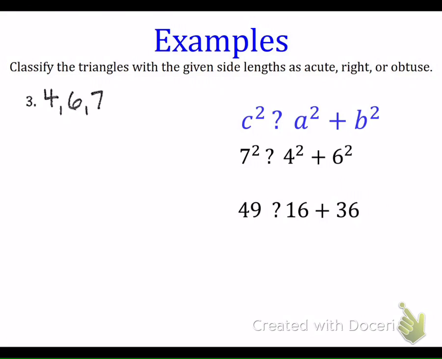Very good. All right, then what? 49 is less than 52. So the AB side is the bigger one, which makes the C a little bit smaller than a right angle. So this would be an acute. Very good.